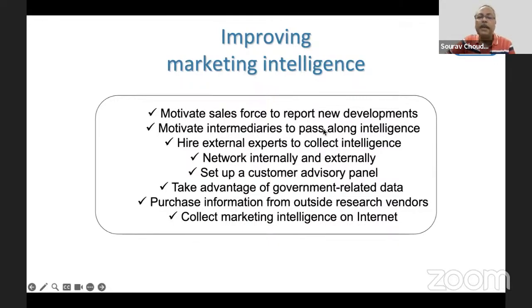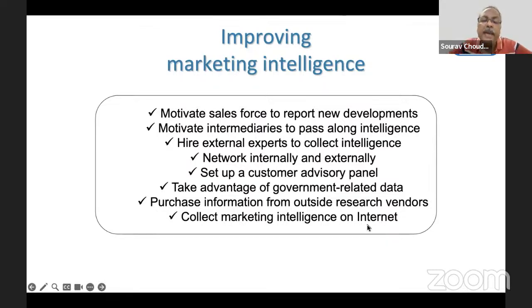Okay. Take advantage of government-related data. There are a lot of government-related data on the internet today. Published data, census data, then raw material data, agricultural data, and so on and so forth. Use them. Purchase information from outside research vendors. There are plenty of research companies, plenty of research organizations who can provide you data, information. Purchase those data. They are syndicated information. There are a couple of great companies who gather information from different syndicates. They compile information, they analyze the information, and they give you ready information.